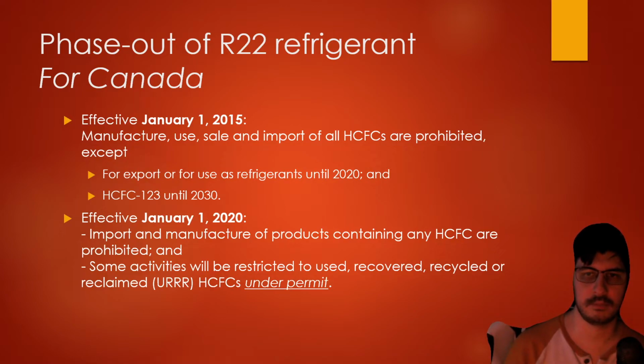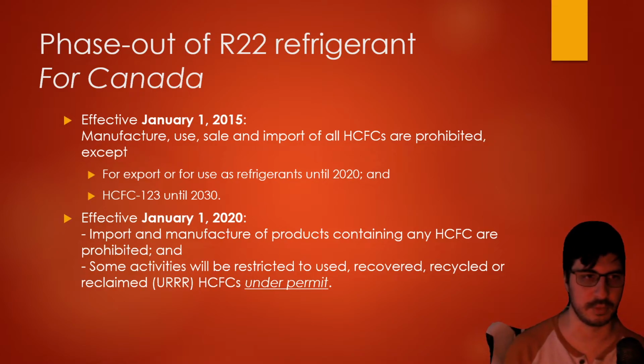So, effective 2015, the manufacturing, using, selling and importing of all HCFCs are prohibited except for export or for use as refrigerants until 2020, and HCFC 123, another one, until 2030. Effective January 1st, 2020, the import and manufacture of products containing any HCFC are prohibited, and some activities will be restricted to used, recovered, recycled, or reclaimed HCFCs, but only under a permit.